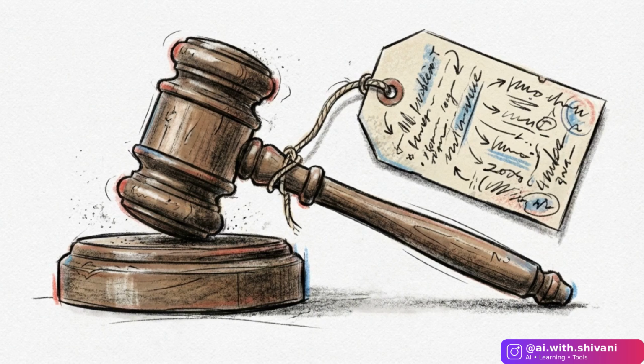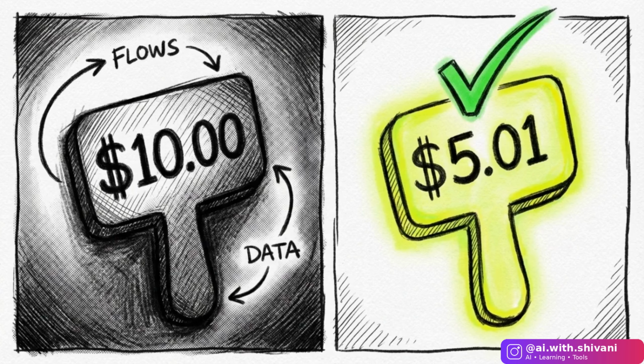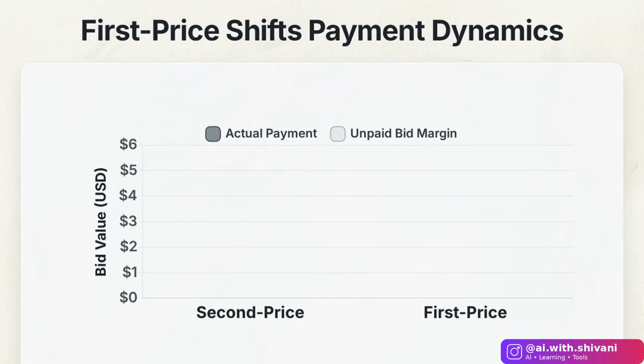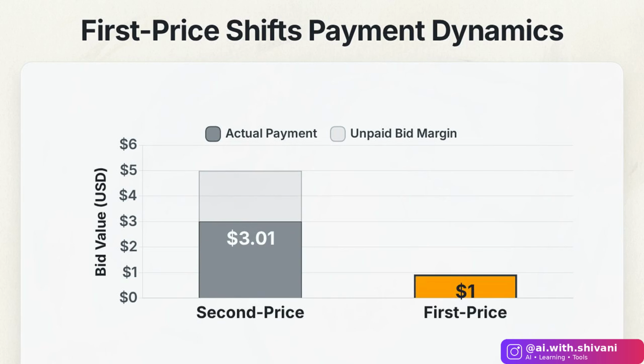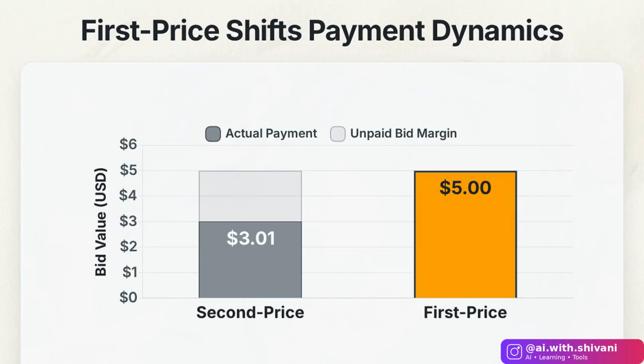In the old system, auctions used a second price model. The winner only had to pay 1 cent more than the runner-up's bid, regardless of how high their initial bid actually was. In this chart, we see the new standard created by header bidding, first price auctions. On the right side, the buyer pays exactly the dollar amount they bid. If they bid $5, they pay $5. For publishers, this creates total transparency and higher payouts, since buyers can't rely on runner-up discounts.